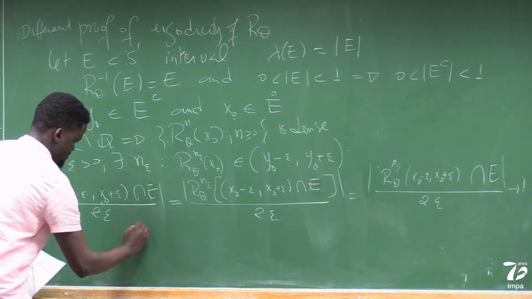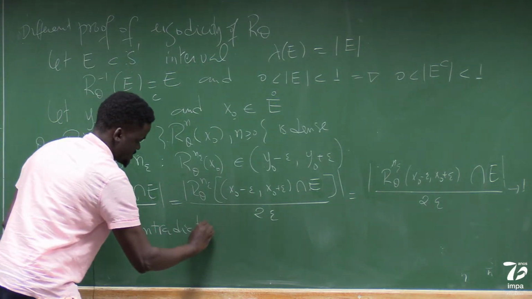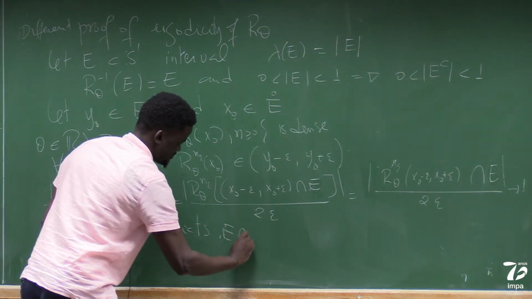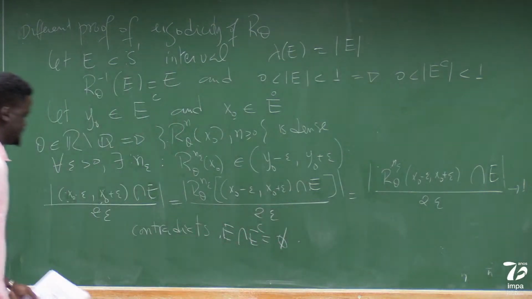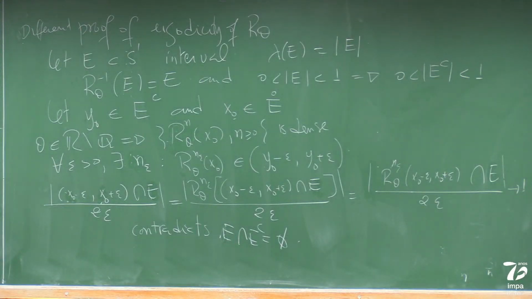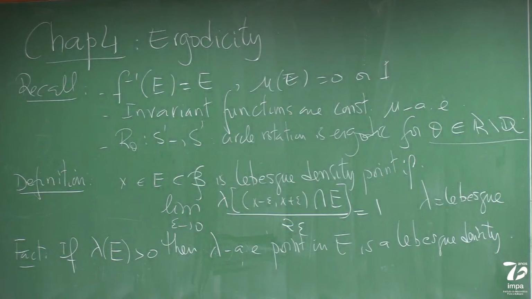This contradicts that E intersect E complement is empty. Yeah, this is a more direct proof, but it requires that you check that for ergodicity it's enough to check it for a generating set of the sigma algebra, and also that you have this Lebesgue density. For the interval you don't need to check because every point is a Lebesgue density point.